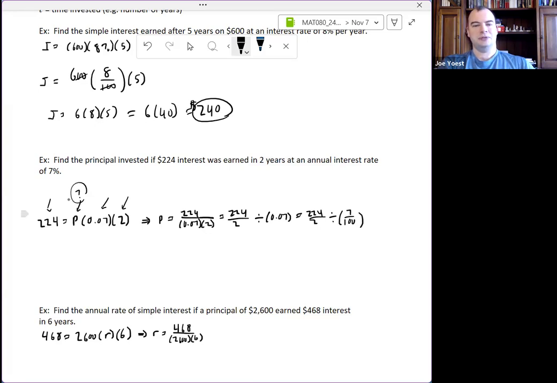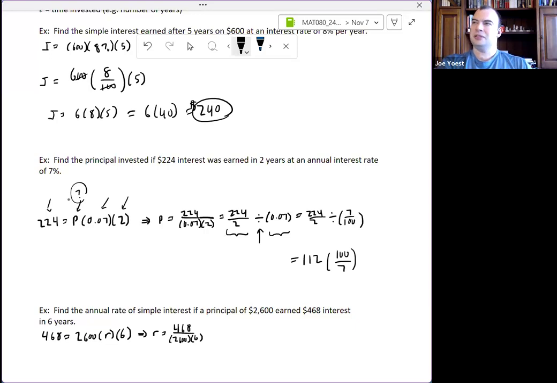Or I see that 224 equals P times number. P equals 224 divided by that number, that coefficient of P, 224 over 0.07 times 2. Or I might choose to write this as 224 over 2 divided by 0.07, or another way of saying that, 224 over 2 divided by 7/100ths. 224 divided by 2, that is just 112. And then that's multiplied by 100 divided by 7. I invert and multiply.